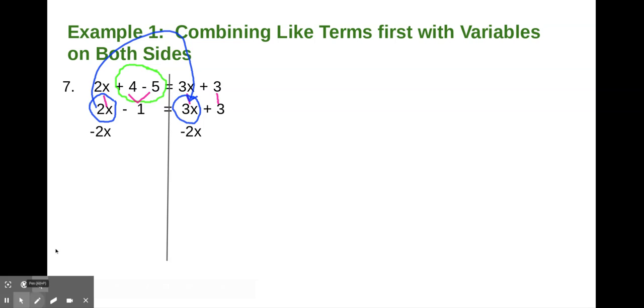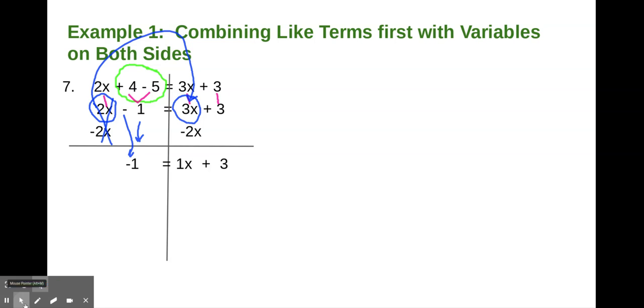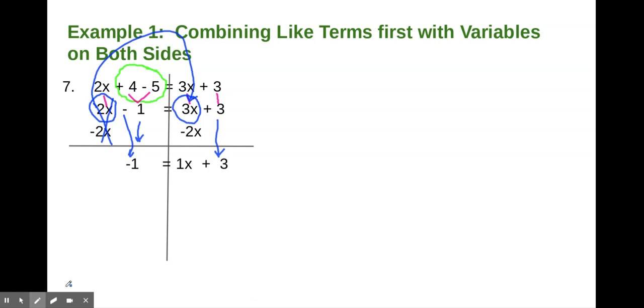What you do to one side, you have to do to the other. The positive 2x and the negative 2x go away. I bring down the negative 1. And don't forget to bring down the negative with it. If you forget to bring down the negative with it, you're going to run into some problems. 3x minus 2x is 1x, and I bring down this positive 3.